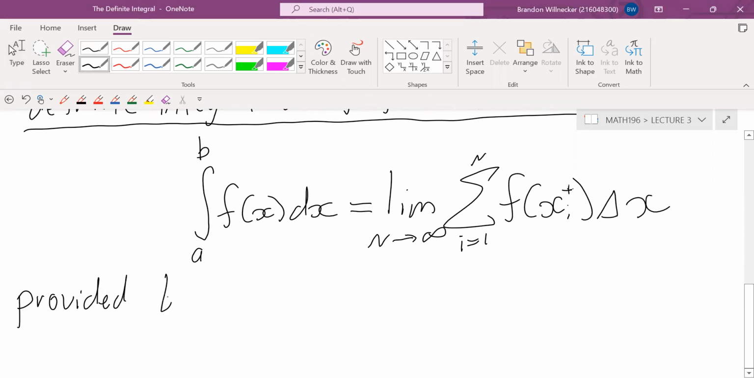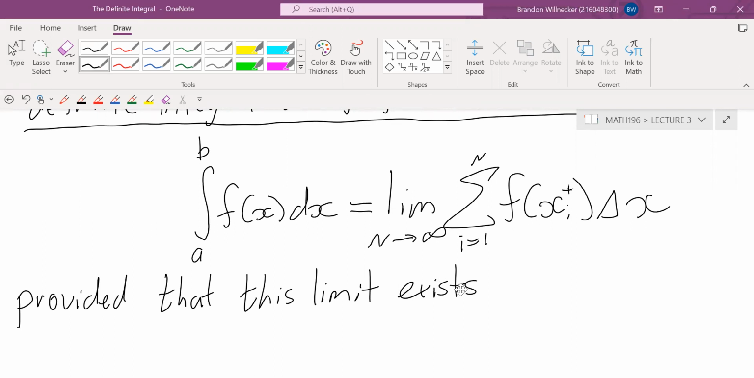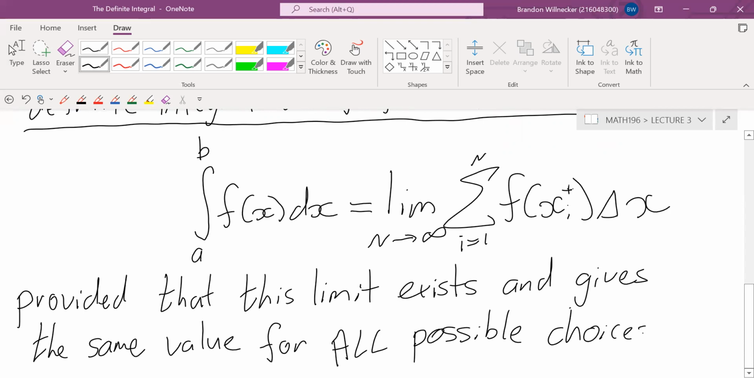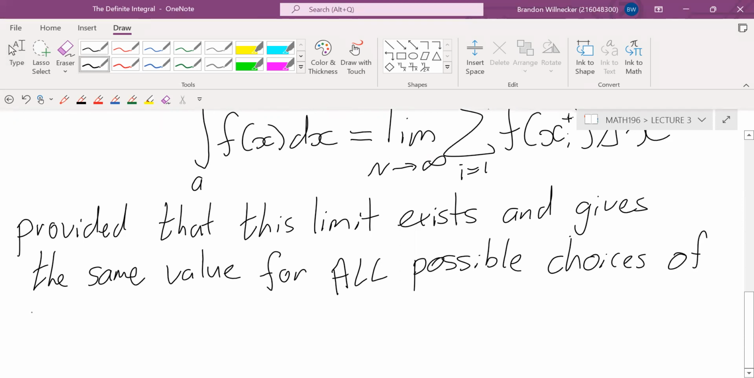Provided that this limit exists, okay, we don't want infinite values, so the limit needs to exist and gives the same value for all possible choices of the sample points.